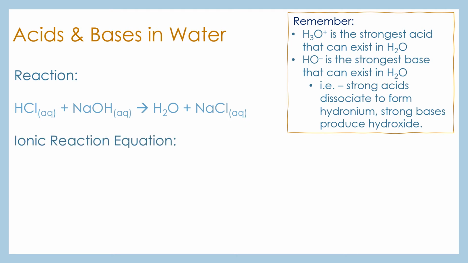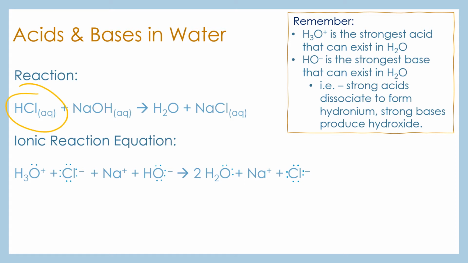Let's look at the ionic reaction equation. When we break this up into ions, we have H3O+ and chloride, because it is an aqueous solution of hydrochloric acid, plus sodium and hydroxide. When you add those together, you're going to end up with sodium and chloride, which are retained on the other side as sodium and chloride because it's an aqueous solution. And you're going to have the hydroxide pick up one of the protons from hydronium. So you end up with 2 equivalents of water.